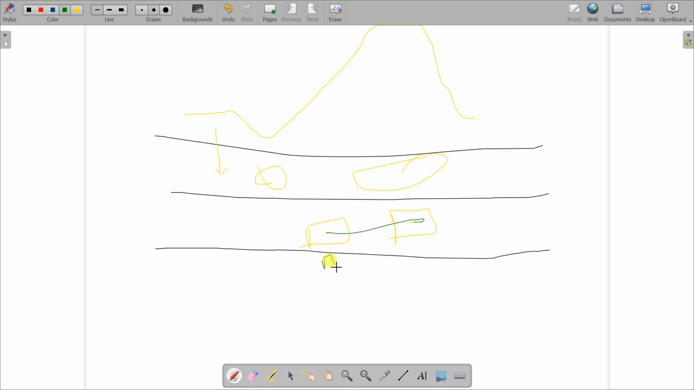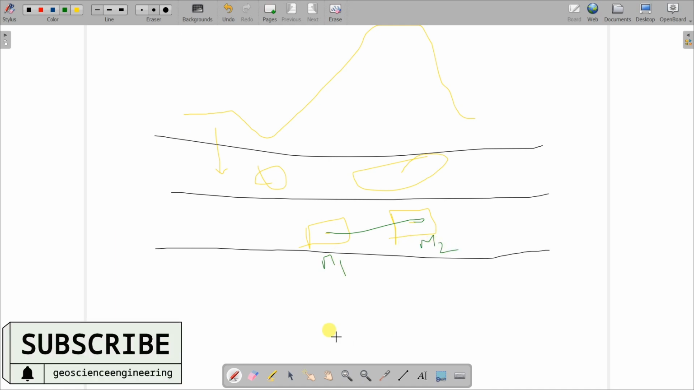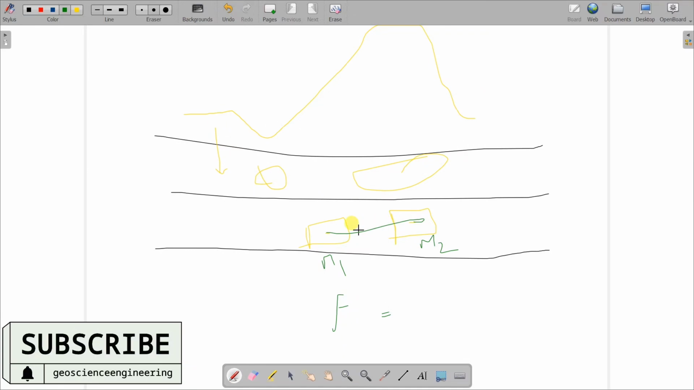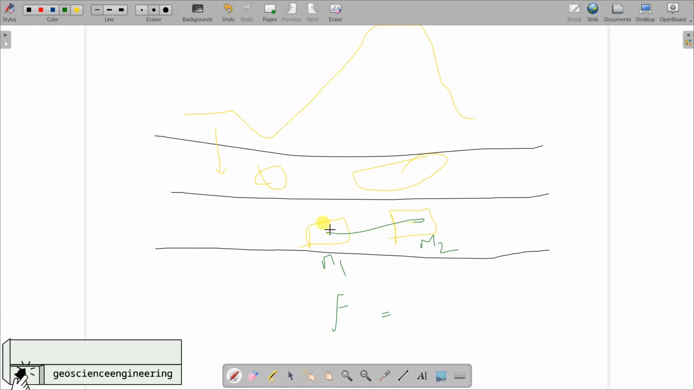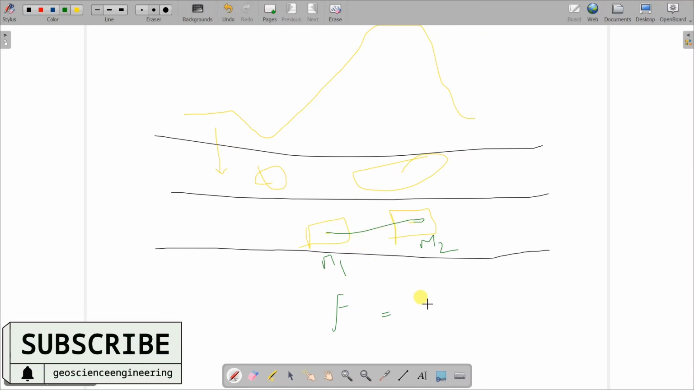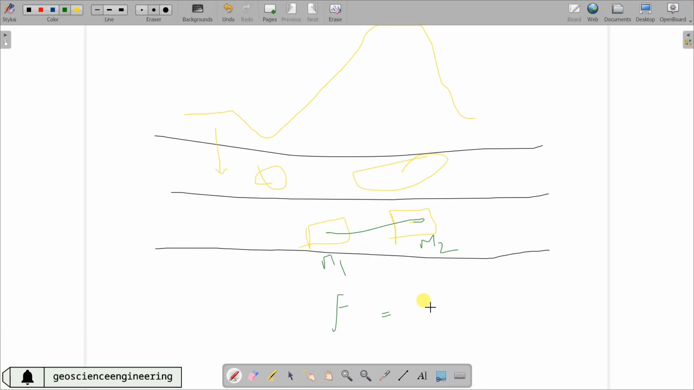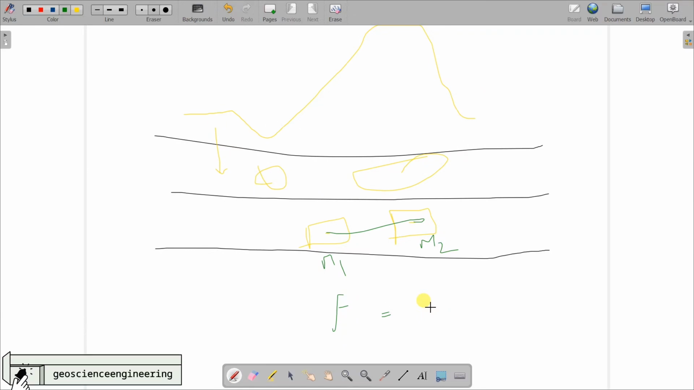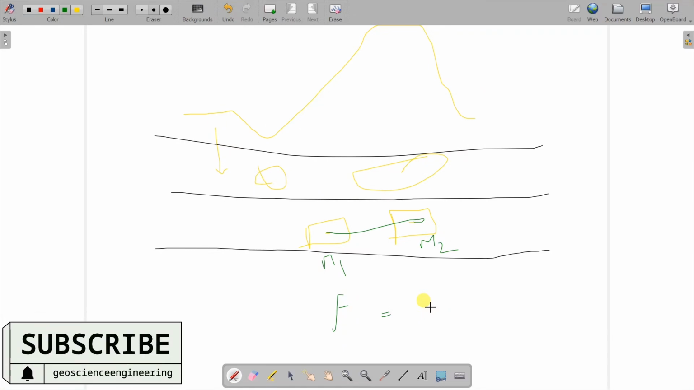For example, this is M1, and this is M2. So when you take this force, we get M1 into M2 divided by the distance between the two centers of gravity, that is squared. So when we are measuring the gravity values of a location, we use the gravitational acceleration instead of gravity force. Here we need to understand one more term, that is gravitational acceleration.